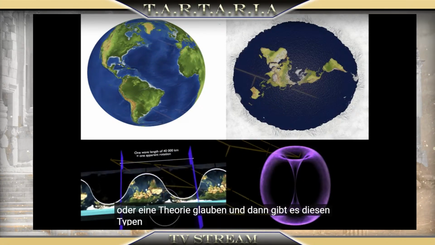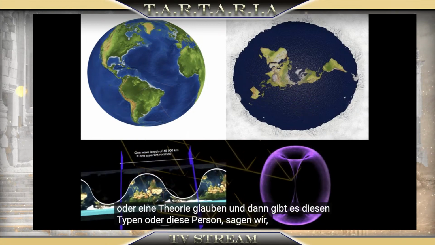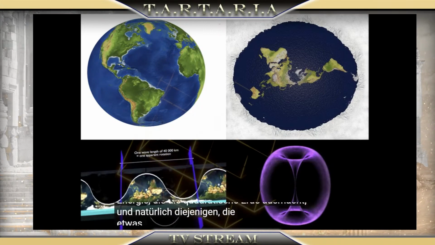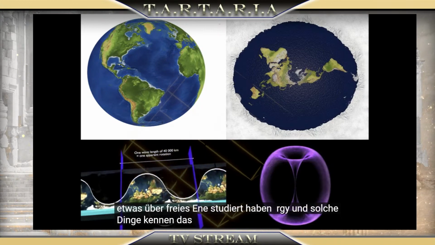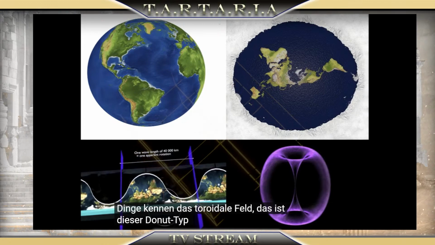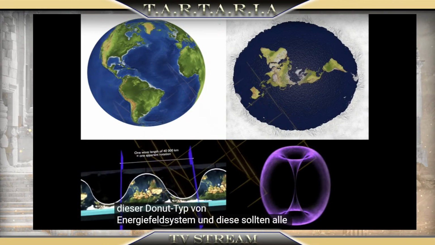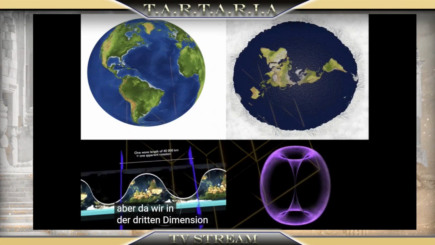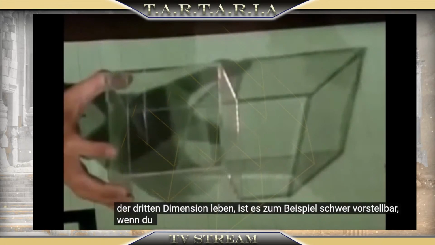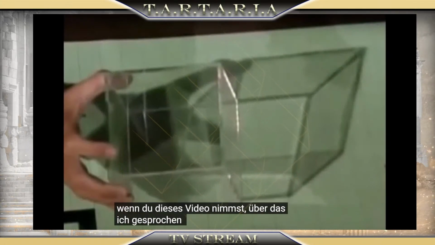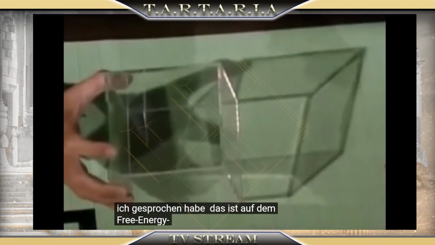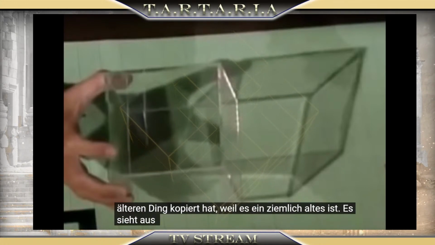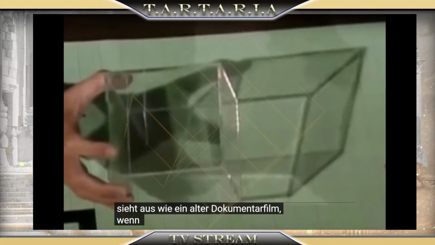And then you have this guy, or person, let's say, that Free Energy that makes the square Earth. And of course, those who have studied anything about free energy and things like that know the toroidal field, which is that donut type of energy field system. And these should all be combined. But since we live in the third dimension, it's hard to imagine. For example, take this video that I was talking about, the free energy movie, which I think he copied from an older thing, because it looks like an old movie, documentary-like presentation.